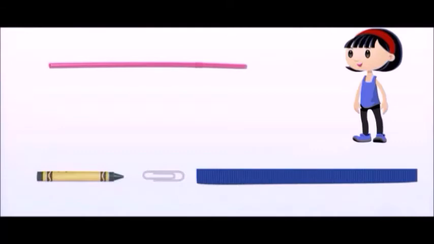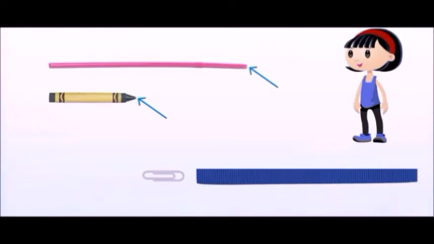Rosa has an object that's longer than this drinking straw. Which of these objects does Rosa have? First, let's try the crayon. Line it up with the drinking straw. Look at the end of the straw and at the end of the crayon. Is the end of the crayon longer than the end of the straw? No, so the crayon is not longer than the straw. So this is not the object Rosa has.